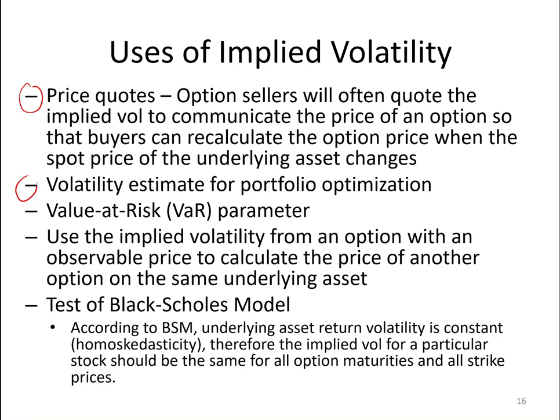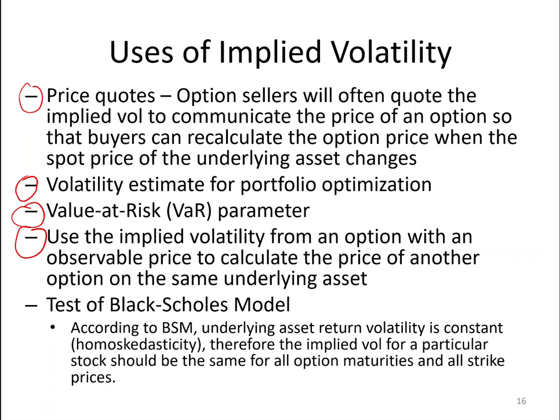Also, the implied volatilities are used as volatility estimates for things like portfolio optimization, like we did in topics 1 and 2. Implied volatilities are also used to add value at risk parameters. So if I need to know what the standard deviation of Google is to calculate the value at risk of holding Google stock, I would probably first look at an implied volatility.